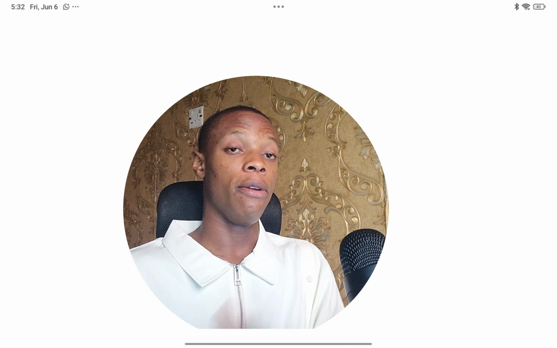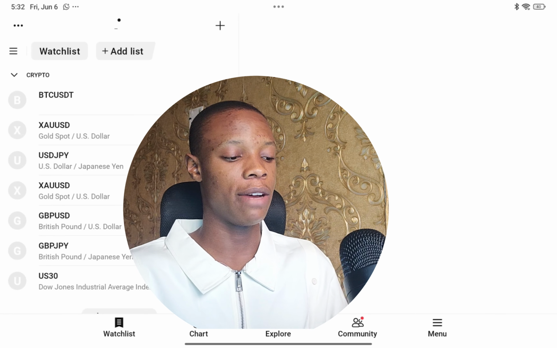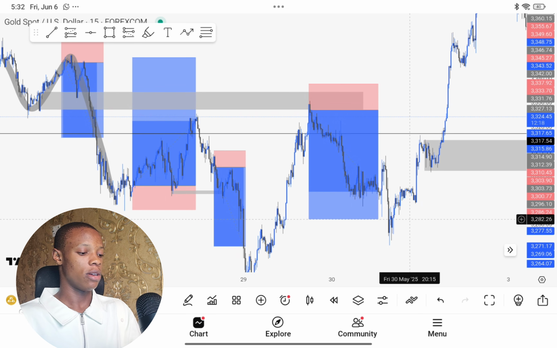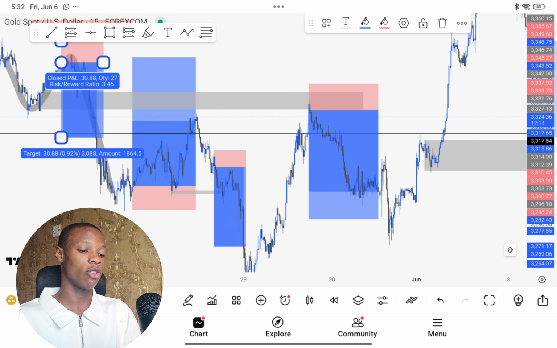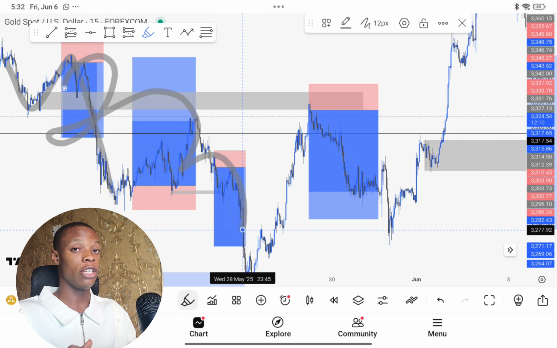So I'm going to use the bar replay on my TradingView, showing you the trades I took and how I took them. So first, this was the first sell I took on gold last week, right? Now, if you notice, these other trades were on previous weeks, so I'm not going to show you how I took those ones. Let me just show you how I trade this week, a couple of trades I took this week.